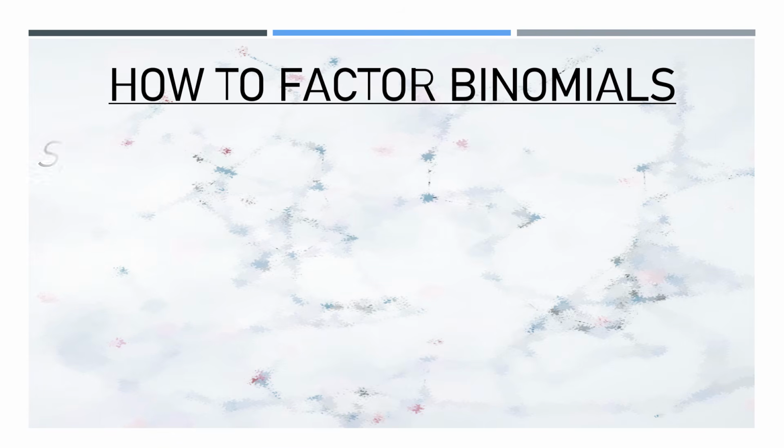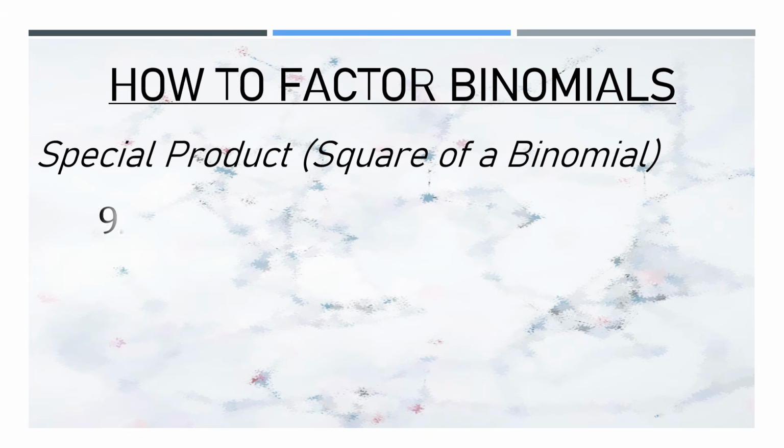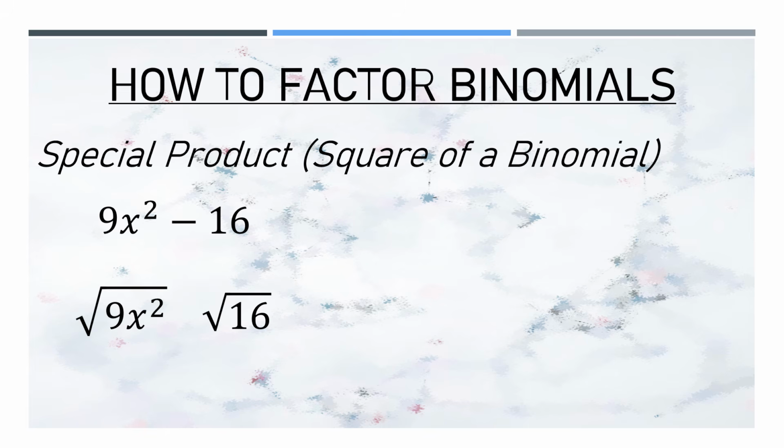Let us have another example for the special product. So we have the given binomial 9x squared minus 16. Again, ang gagawin lang natin, we need to find the square root of the first term and the second term. So, 9x squared minus 16 will become square root of 9x squared and square root of 16. Again, hindi dapat kasama ang minus symbol dito sa gitna dahil palagi pong minus kapag sinabing square of a binomial.